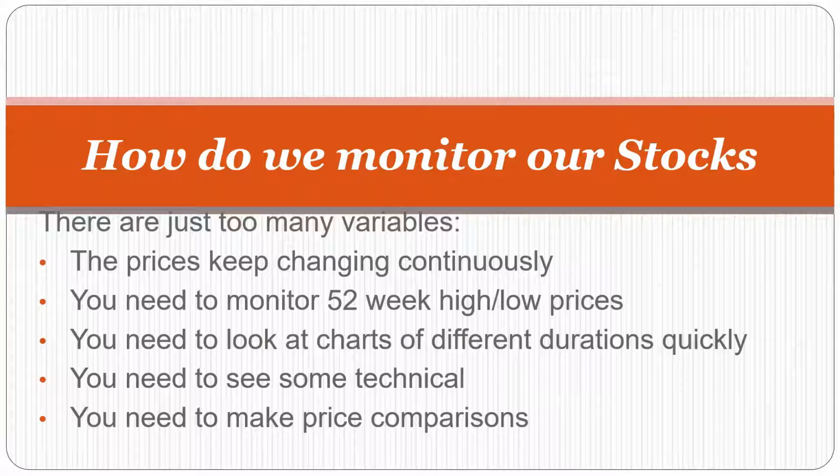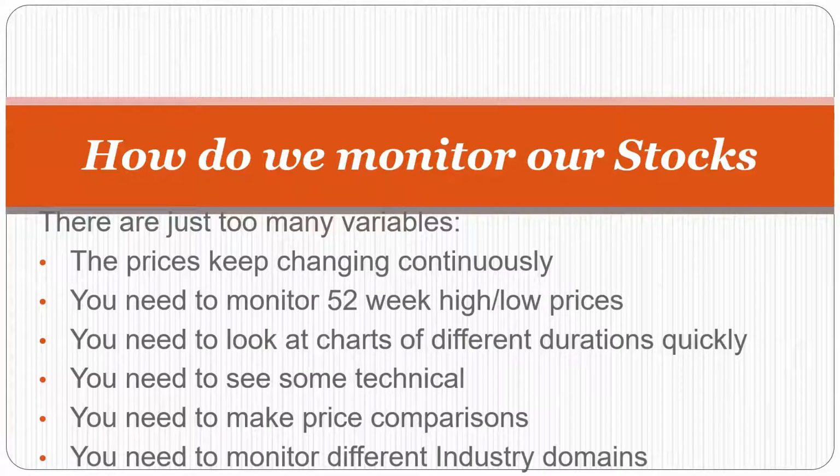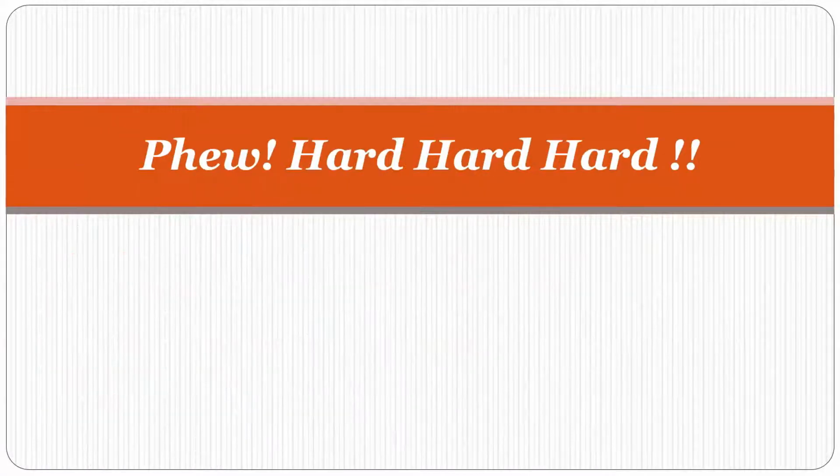Once we know what stock today, what are the stocks out of my 50 good stocks that I like, 100 good stocks that I like, which stock should I work on today? If I know this within 10 minutes, then I'm straight into my trading, right? So you also need to monitor different industry domains. So you can look at cannabis stocks, you can look at healthcare stocks, you can look at tech stocks. So there are different industries to monitor, right? So all of this adds to a problem.